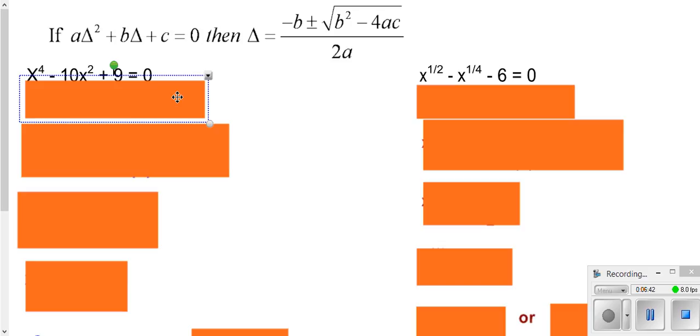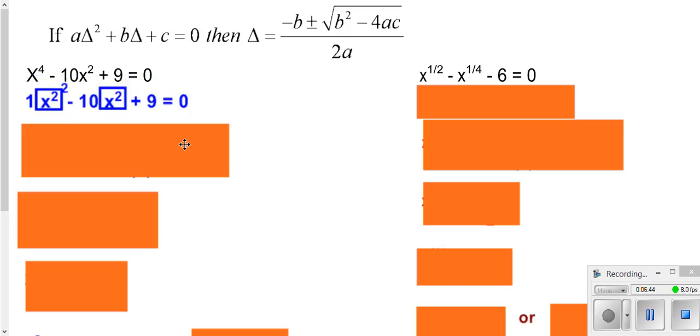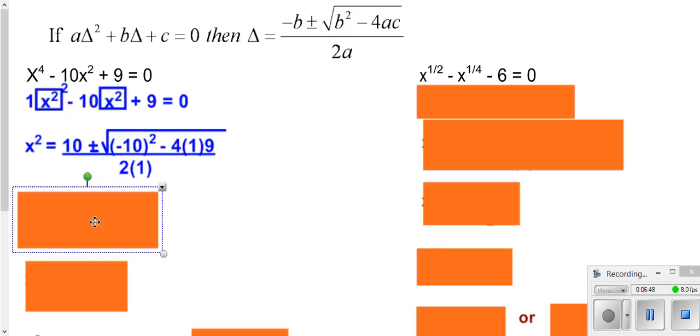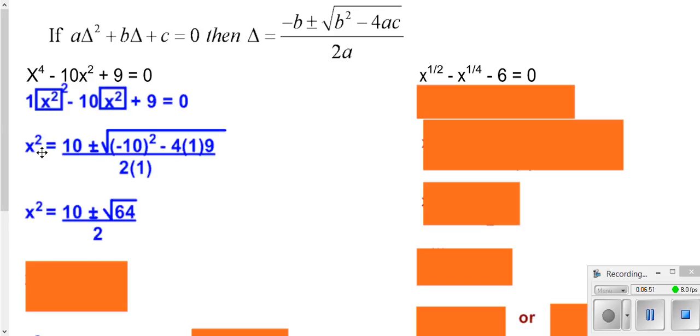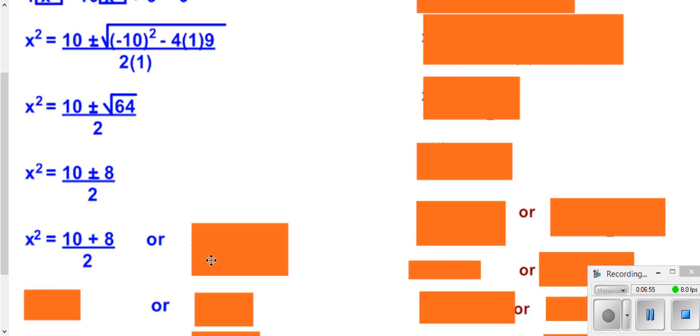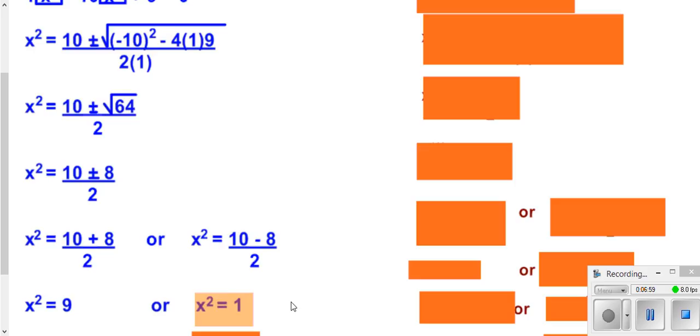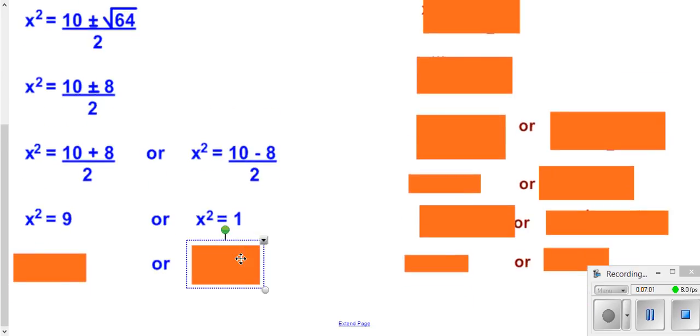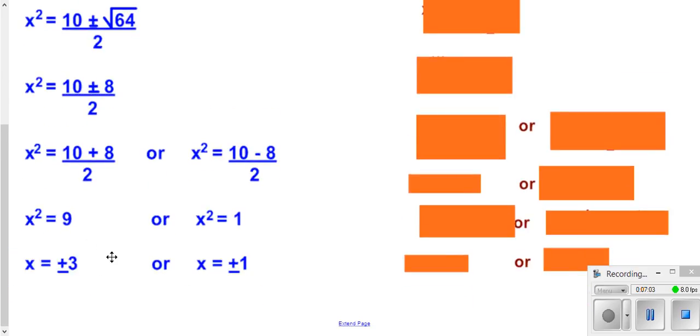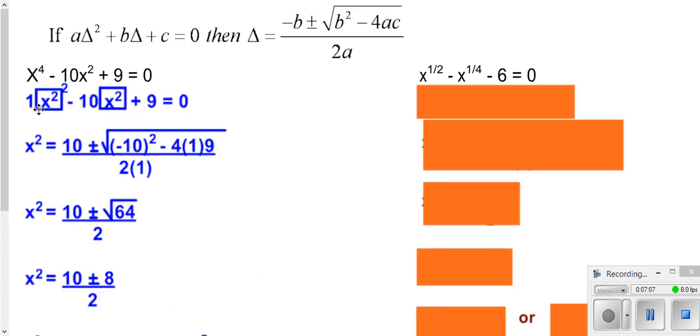This one is quadratic, so we can use our quadratic techniques. An x squared goes in our box. Use the quadratic formula, remembering to go x squared equals, and we finish solving it, and we get x squared equal to 9, and x squared equal to 1. We take the square root of both sides, we get plus or minus 1, and plus or minus 3. We get a total of 4 answers, which we would expect when we have an exponent of 4.